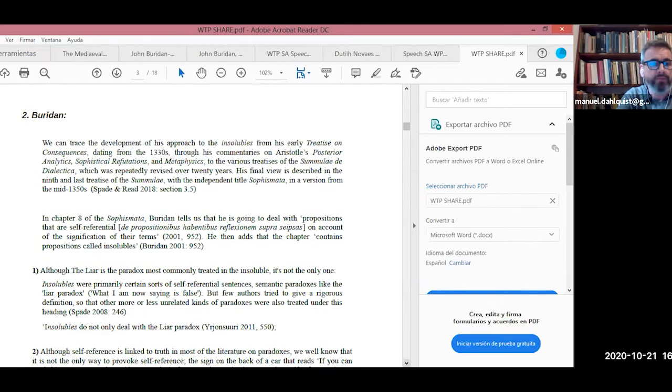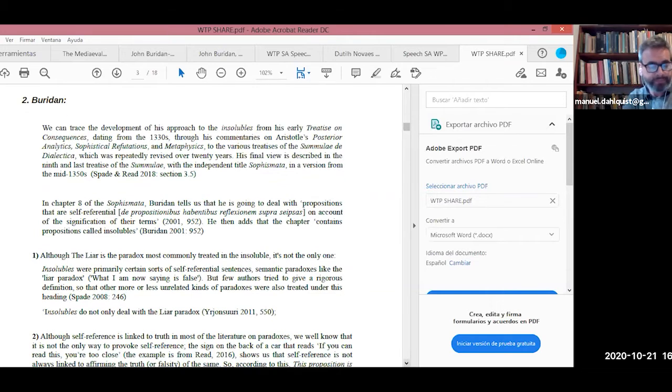Two, Buridan. We can trace the development of his approach to insolubles from his early Tractatus de Consequentiis, dating from 1330, through his commentary on Aristotle's Posterior Analytics, Sophistical Refutations, and Metaphysics.